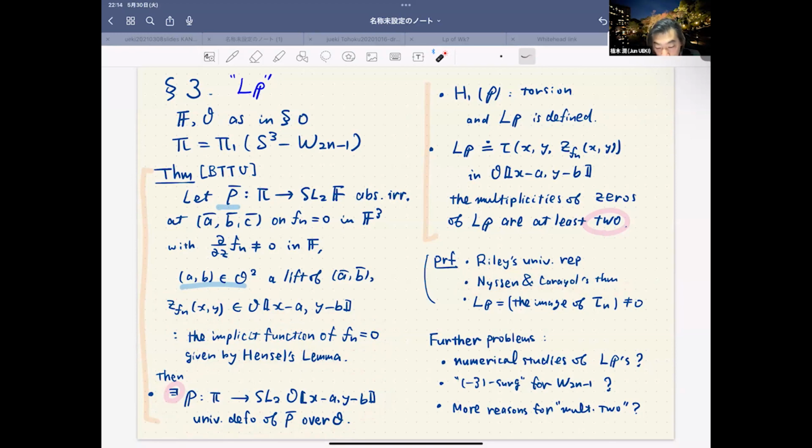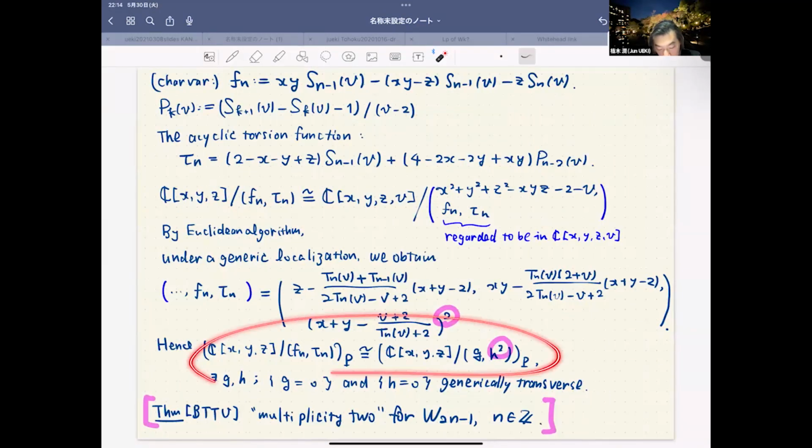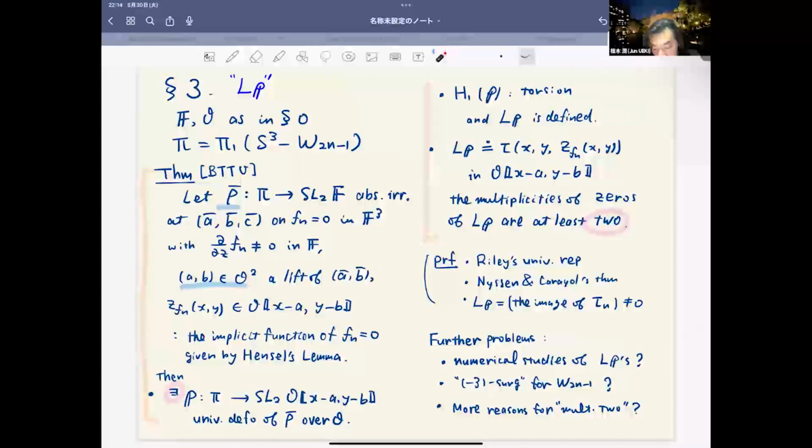And we can, in addition, verify that this module is torsion, and the L-function L_rho is defined. And we can say that L_rho is equal to the image of tau via the Hensel's map. By our theorem, by this isomorphism, we can say that the multiplicities of zeros of L_rho are at least 2. This is the goal of my talk.